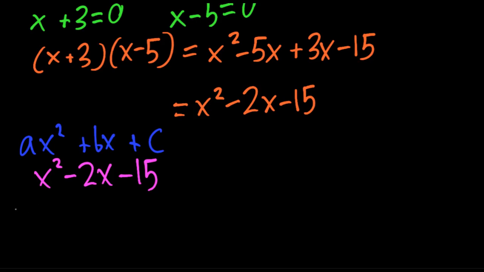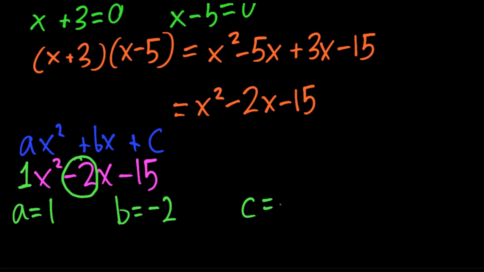So for ours, a is going to be 1, because the coefficient of x squared is just 1. That's why it's invisible. b is going to be -2. We can see that right here. And then c is going to be minus 15. So we're just looking at the format of any quadratic equation, and we're using that to find out what a, b, and c is.